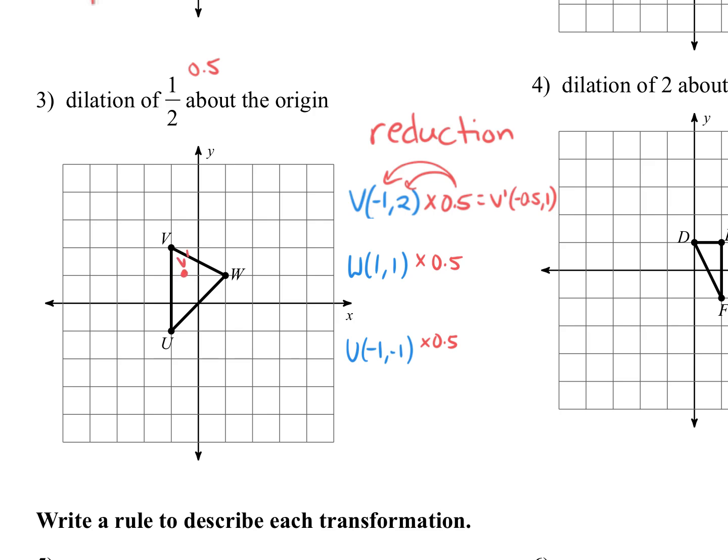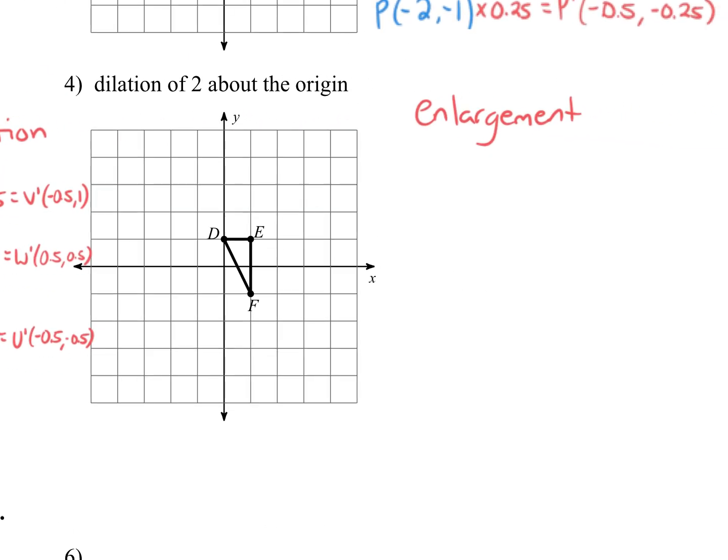And then label your coordinates. What are W prime's coordinates? 0.5. Yep. And then U is negative 0.5, negative 0.5. Good. Then label your coordinates and draw your picture. Okay, to check, we said reduction. Did it reduce? Yes. Okay, number 4, enlargement here.